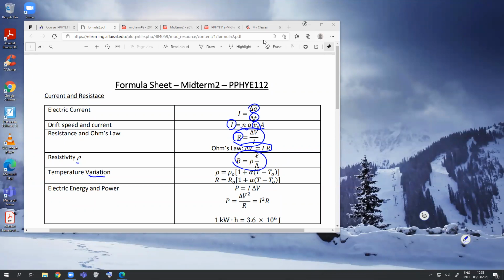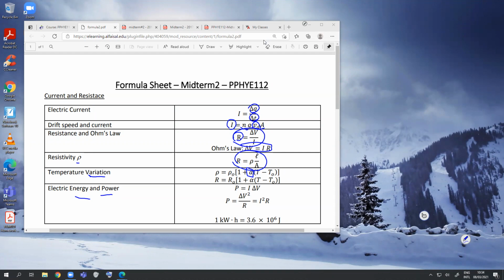Then we have the temperature variation of the resistivity and resistance, which is linear, and the constant here, alpha, is called the temperature coefficient of resistivity. So you might have a question based on that. You may be given the value of the resistance at a certain temperature and asked to find the resistance at another temperature, given the temperature coefficient of resistivity. Then you have the power.